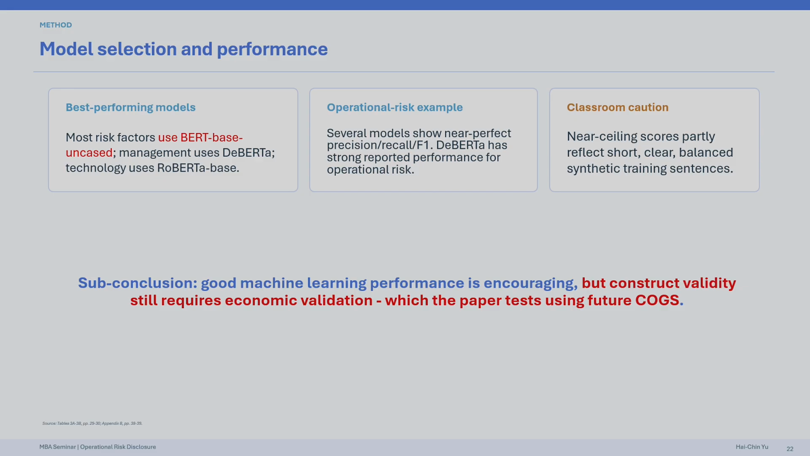So the paper uses future cost of goods sold to validate its model precision, but much more can be done by other finance researchers. Even though the paper uses cost of goods sold to test whether the model is actually valid in economic meaning, we can do much more to solidify this model and apply it more broadly.